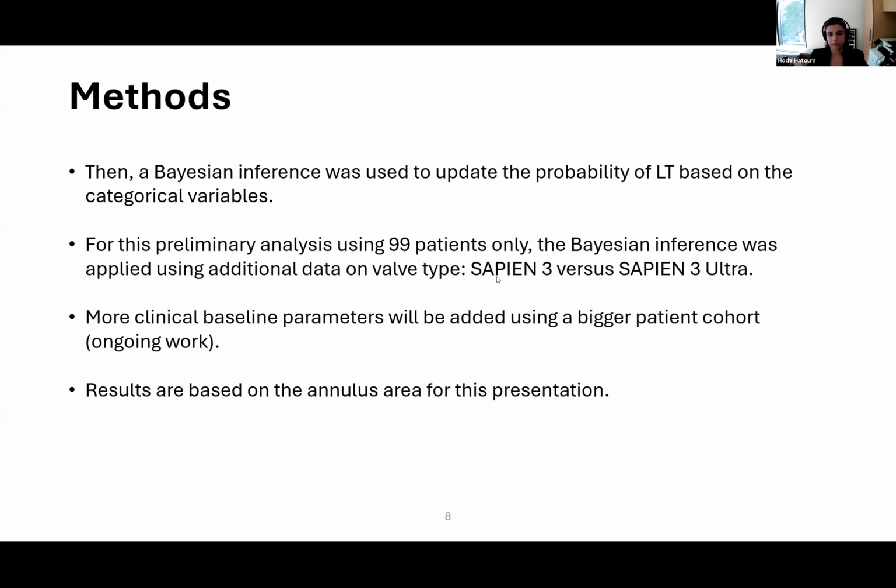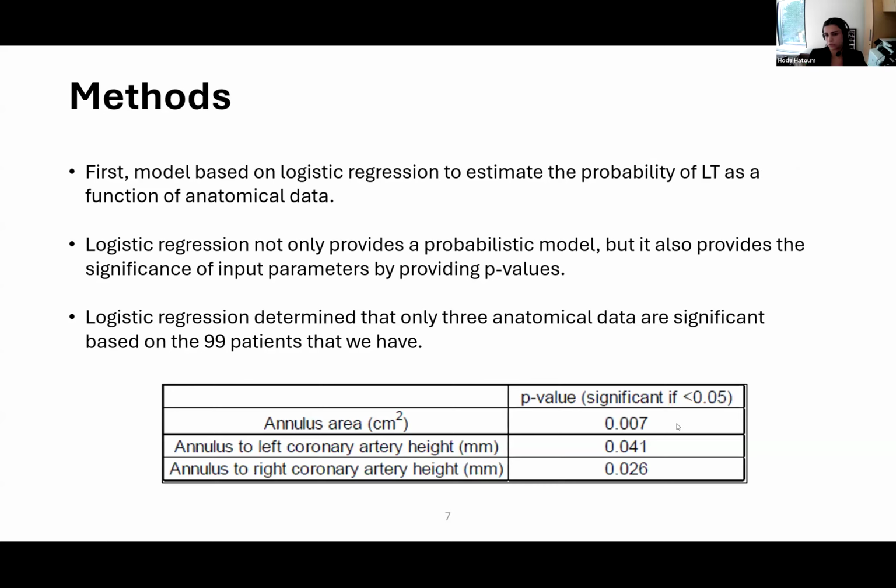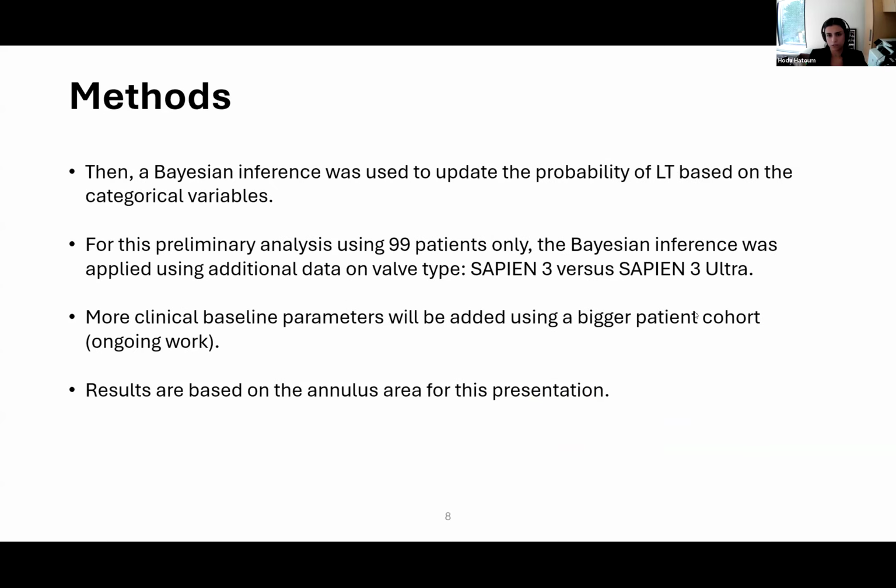So we chose them. We had about 5 patients with self-expanding valves and maybe around 6 or 7 patients with surgical valve, but the remaining patients were divided between SAPIEN 3 and SAPIEN 3 Ultra. So we chose the valve type to be our first step towards the update. And we are also plotting our results as a function of annulus area for the time being, just because it was the most significant, but the same can be done on the others as well.